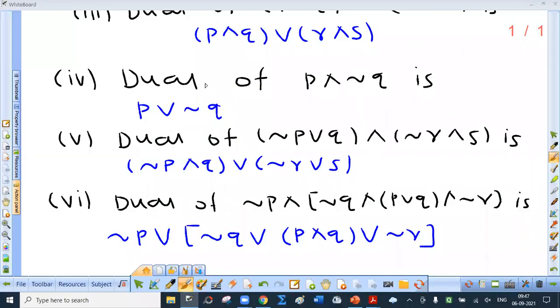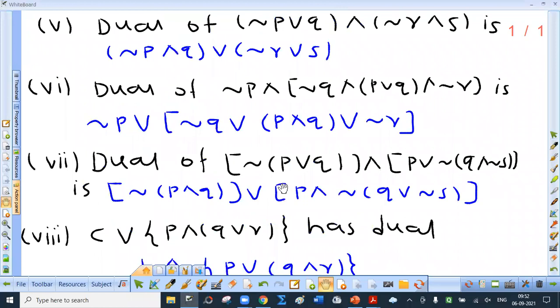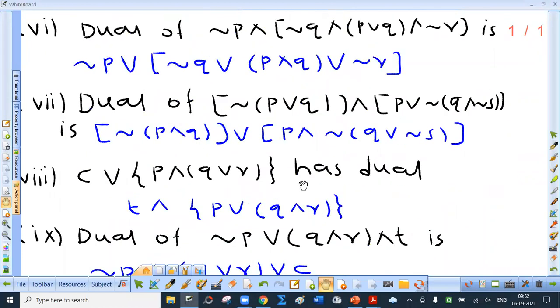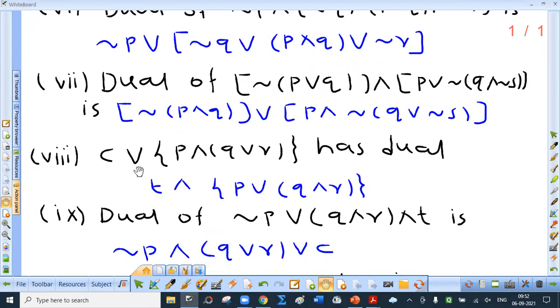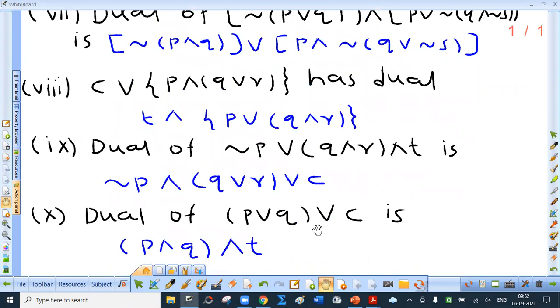See, these are the answers for 4th, 5th and 6th. Yes, these are the answers. 4th, 5th, 6th, 7th. See, you have to be very careful. In sum number 8, C is to be replaced by T. In 9th, T is to be replaced by C in the dual. And in 10th also, C is to be replaced by T. So these are the answers.